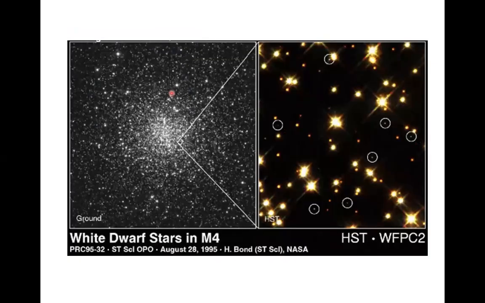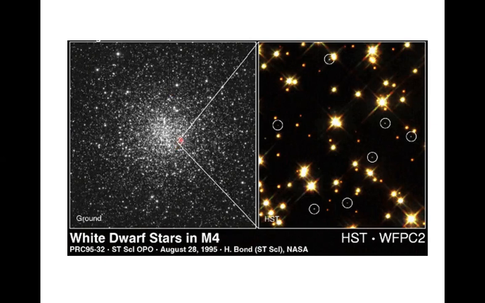Right, here is an example. This is M4. M4 is a globular cluster, which we discussed yesterday. You know what a globular cluster is now, right? Remember that we talked about two types of star clusters. One is called a globular cluster and the other one is called an open cluster. And this is a globular cluster.